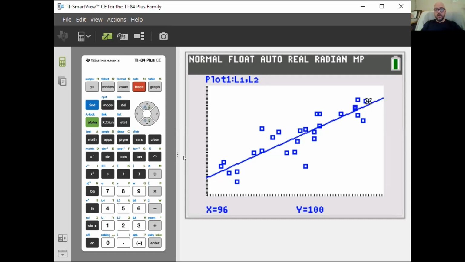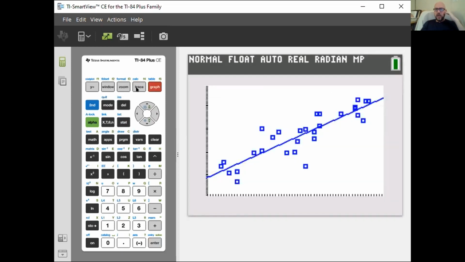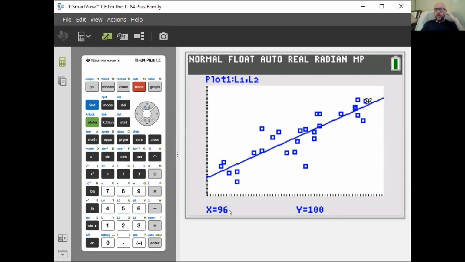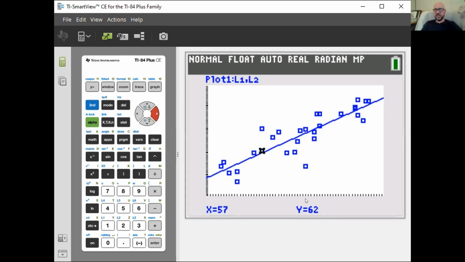Let me go to the list here. Stat, edit. So that first point was 96,100, and the second one was 78,90, then 57,62, right? And if you've got the notes open, you can see all the other ones too. If I go back to the graph and hit trace again, the first one is 96,100. I hit the right arrow key, and it moves down the list. So I hit right, and it goes to the second one on the list, which was 78,90, and I hit right again, it goes to the third one, 57,62, as I said.